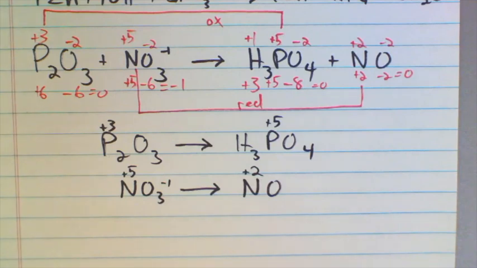Okay, what's our next step? Balance. We're in a balance. Are the top numbers that are being oxidized balanced? No. What do we got to do?